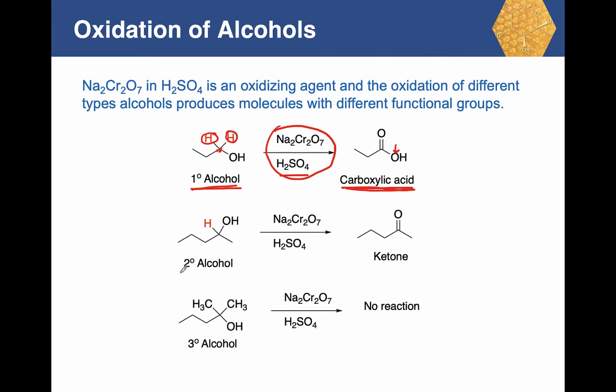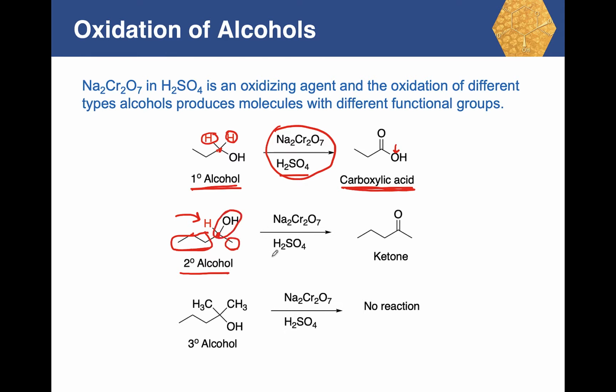Let's look at the secondary alcohol. It has two alkyl groups bonded to this carbon. Here they are, a propyl and a methyl group. This is a CH3, and here is a CH2, CH2, CH3. Equally important, it has just one hydrogen bonded to that carbon. This carbon right here that has the OH group.